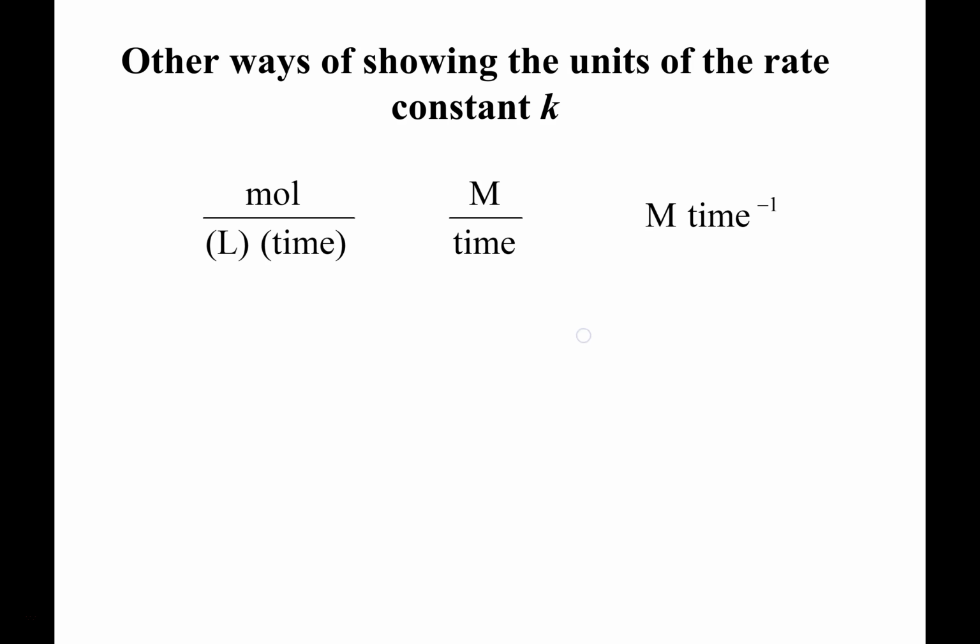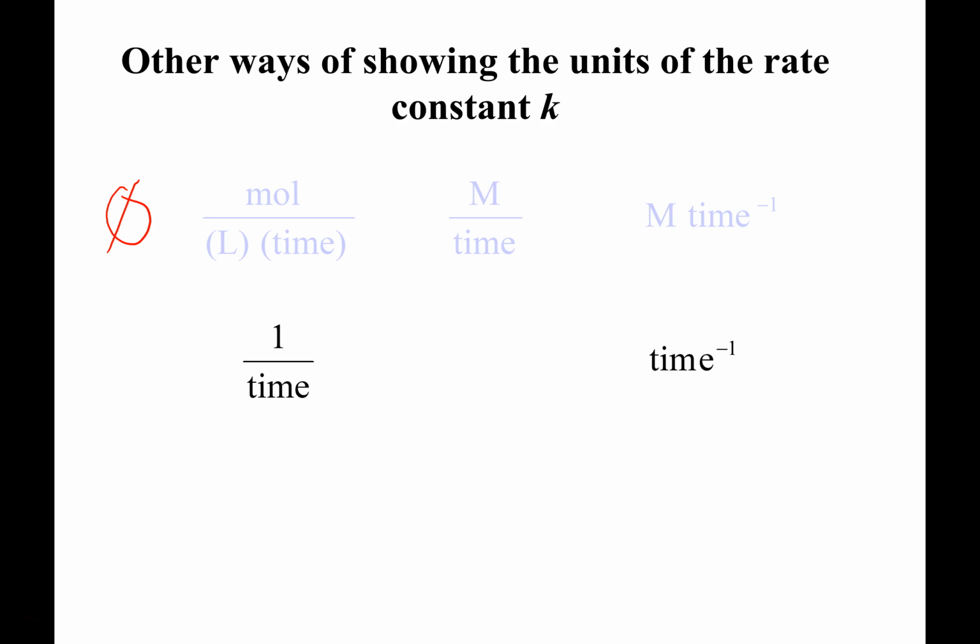So rate law constant k, moles per liter per time, molar per time, or time raised to the negative first power. They all mean the same thing. That would be for 0 overall reaction order. This is for overall reaction order 1: inverse time, or time raised to the negative first power.